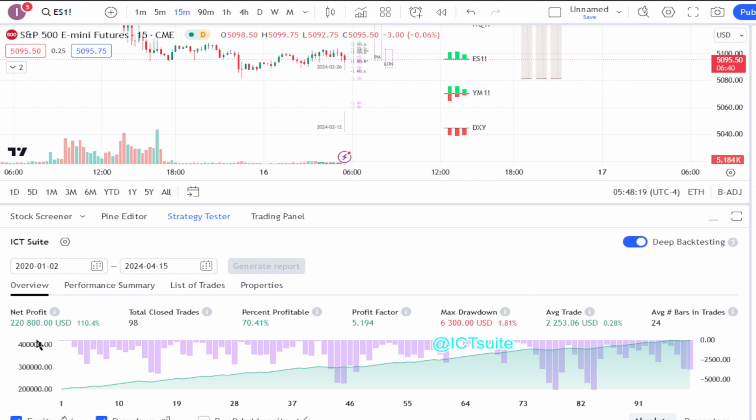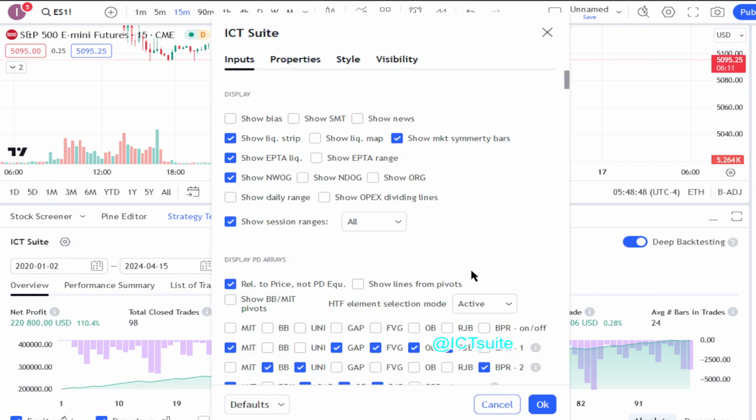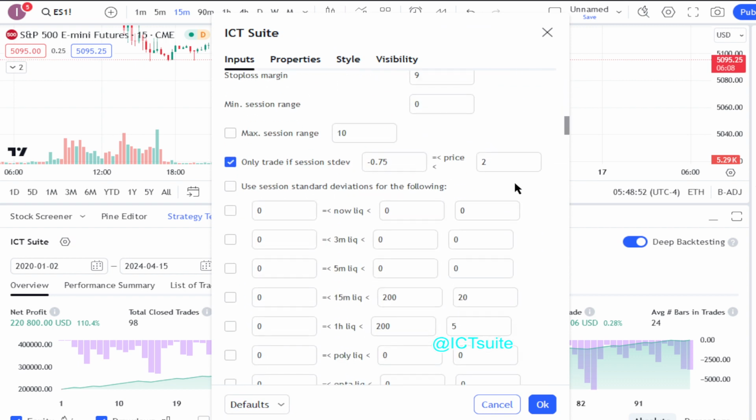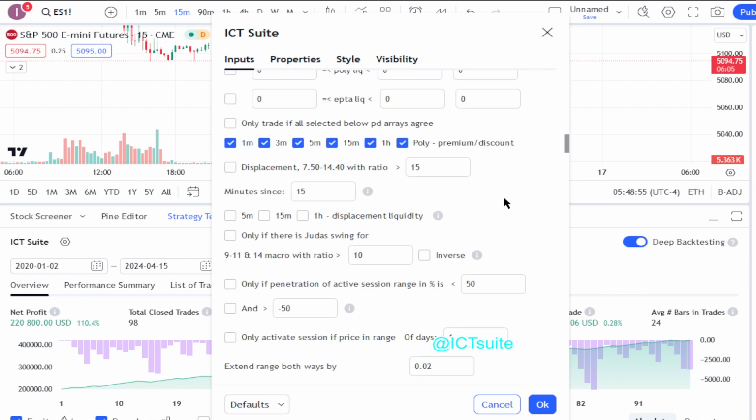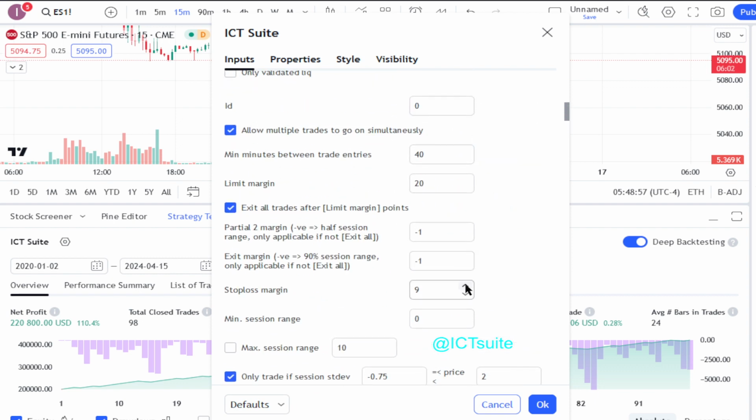Okay, so stop loss of 9 gives us 220,000. So it's almost the same, 98 trades, 70.4% in profit factor, and the max drawdown is now 6,000. Stop loss of 10.